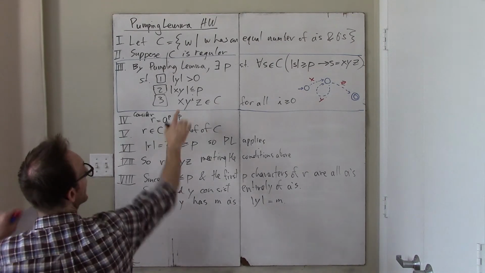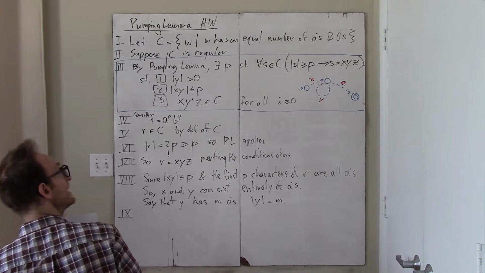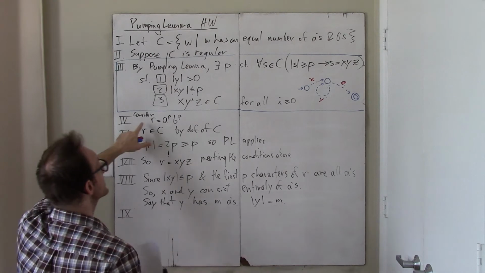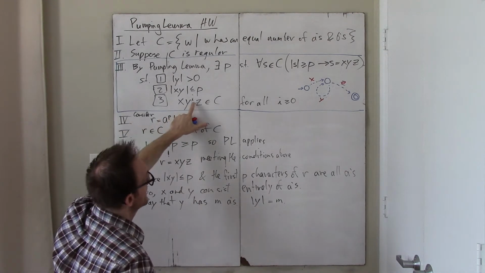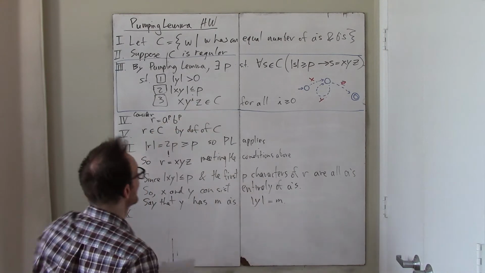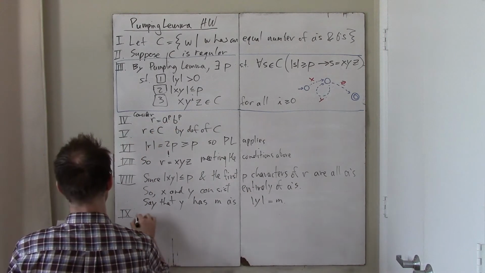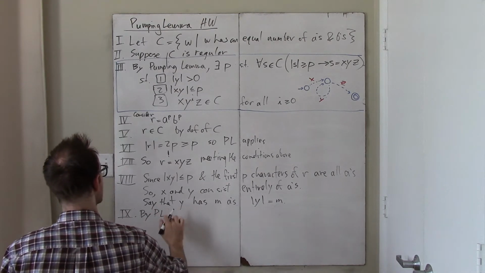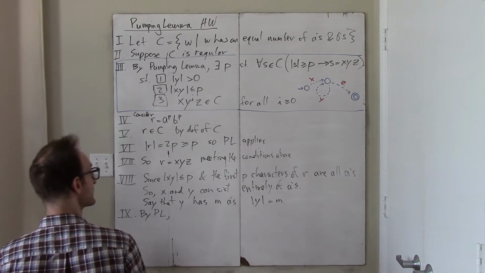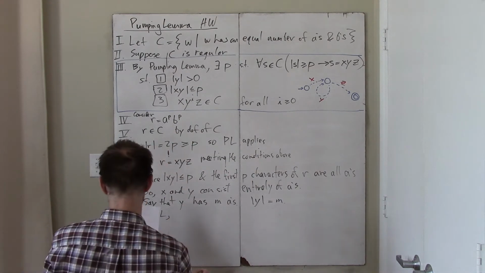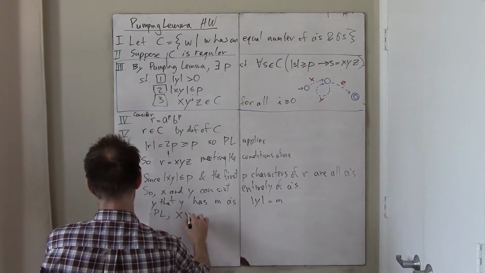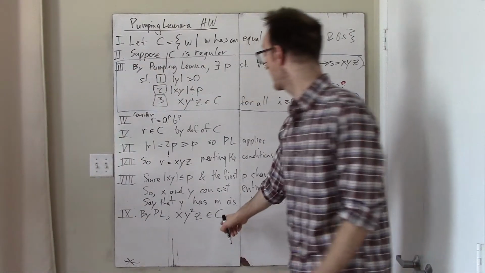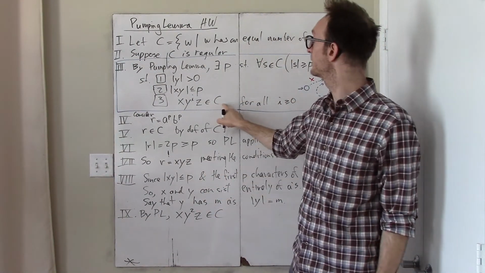We use point 3 of the pumping lemma, which says that if this string is a member of the language, then so must every string with any number of Y's in it. So now we say, by the pumping lemma, other strings must also be members of this language. In particular, I choose x, y squared, z.